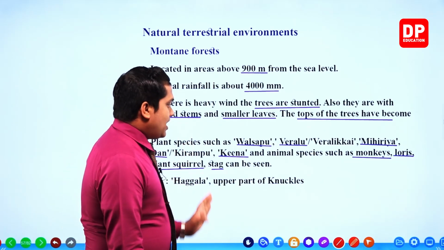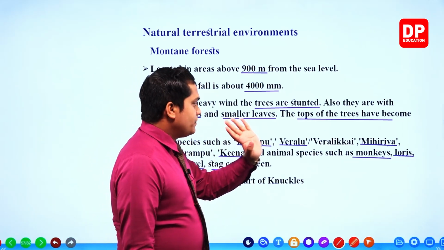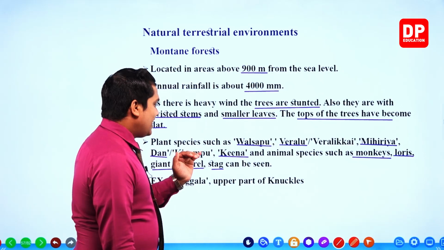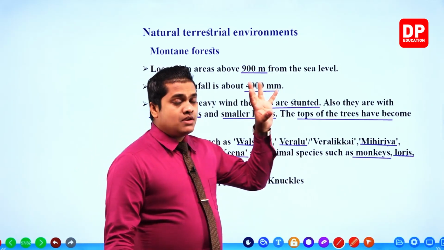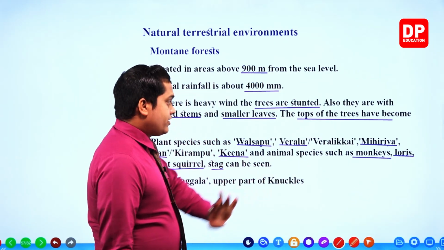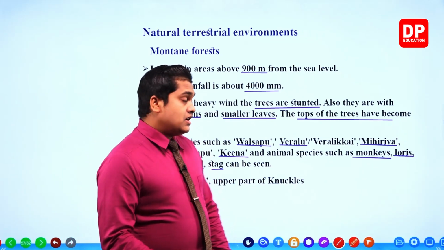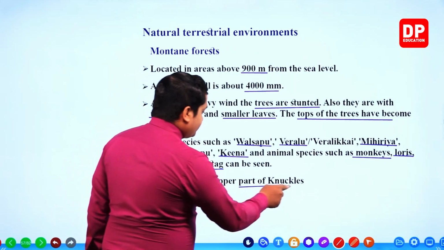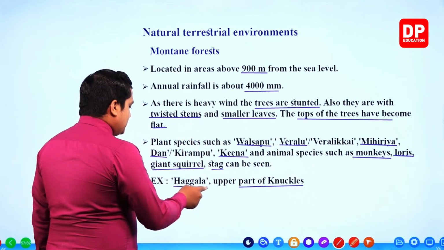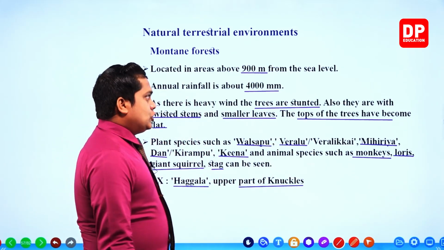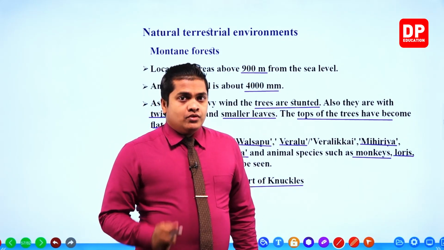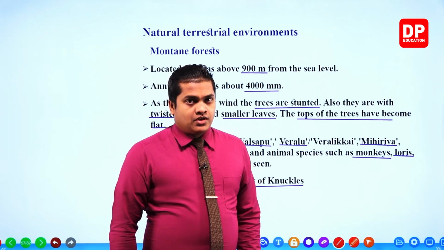Then plants such as Veralu, Valsappu, Mihiriya, Dung and Keena can be observed, and also some animal species like monkeys, loris, giant squirrel and stags can be seen. So examples are the upper part of the Knuckles and Haggala. Okay, so these are the key points related to montane forests.